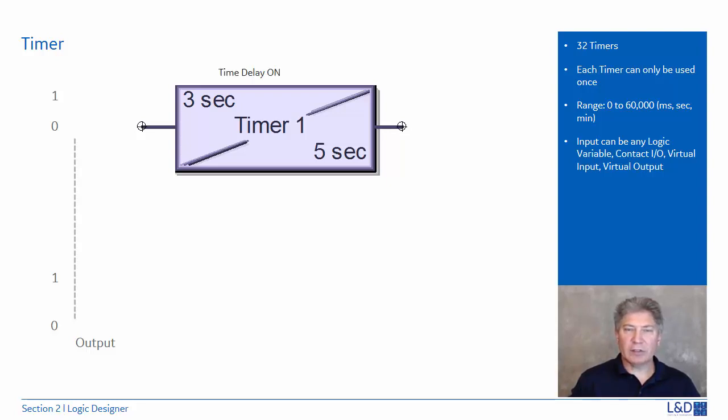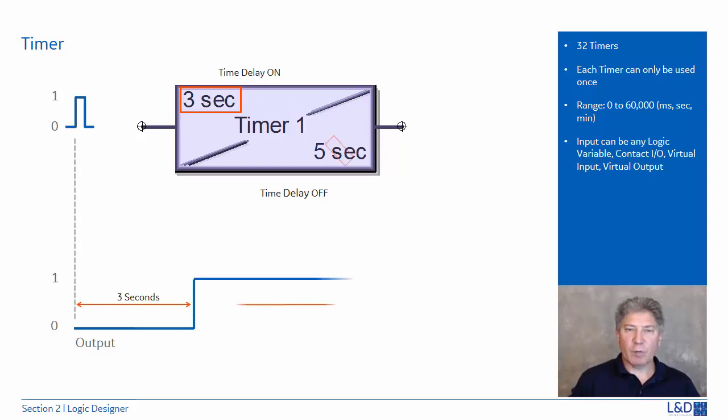The way it's broken down is the upper portion is known as the time delay on, and the lower portion is known as the time delay off. If we introduce a quick pulse, then the result from the timer is this. We have a time delay of it turning on for 3 seconds. It will remain on, time delay off for 5 seconds, and then return to the original state.